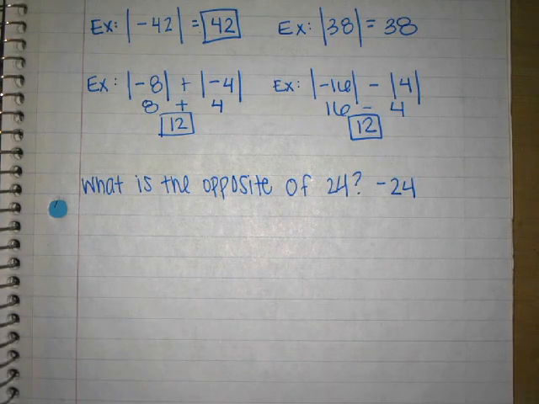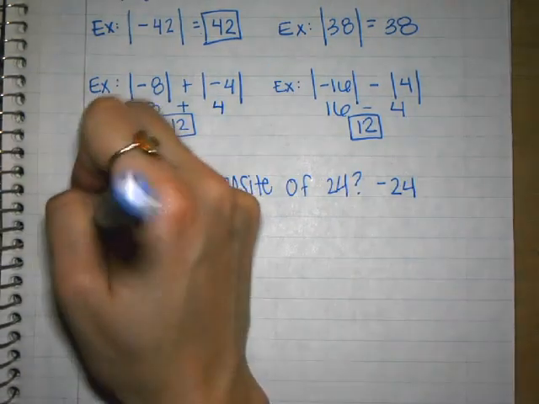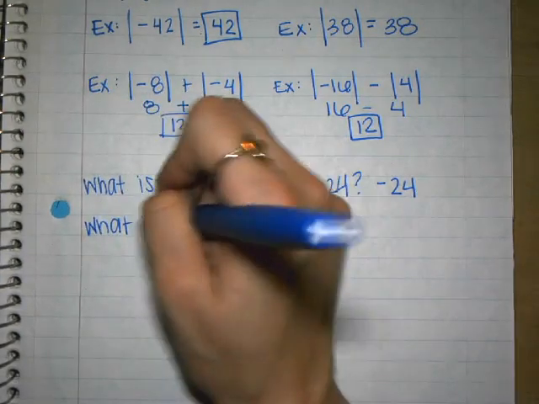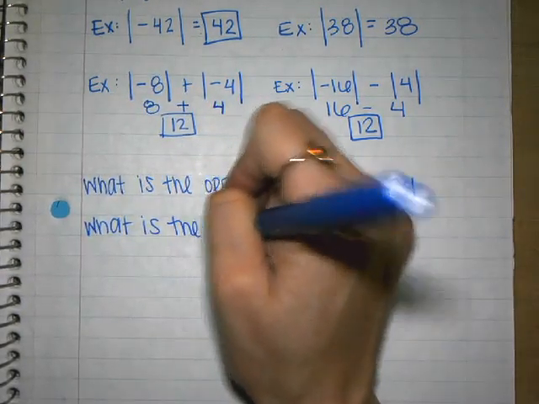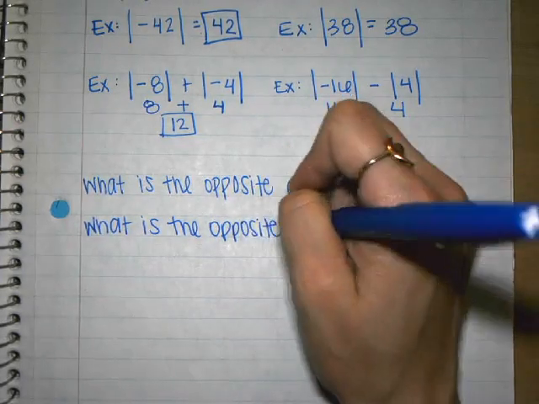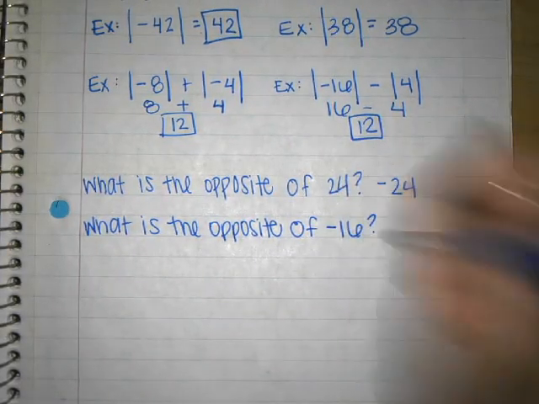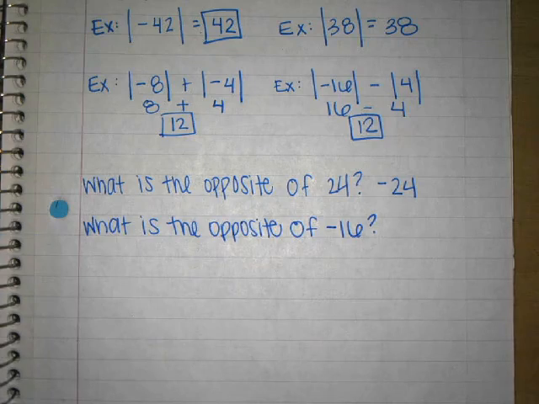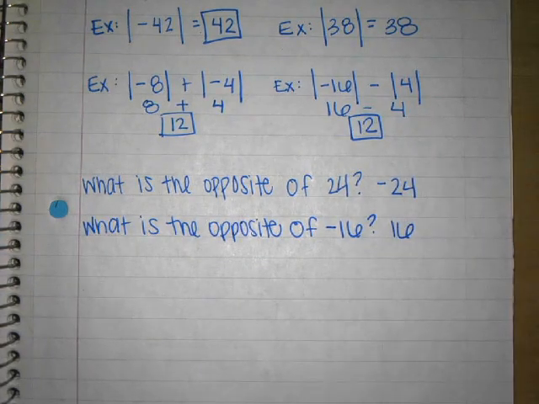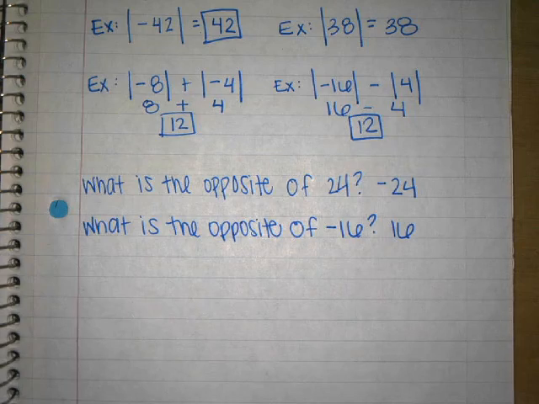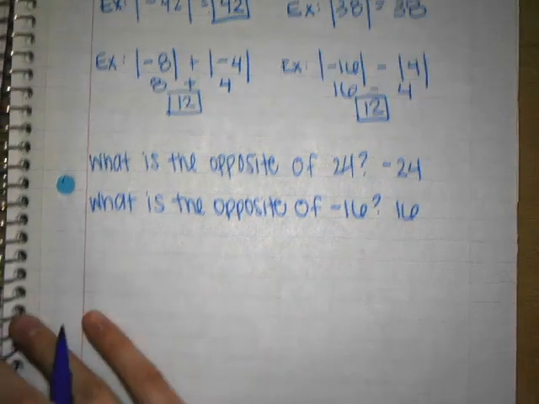Do you see the difference between opposites and absolute value? Yes. Okay, because you have to know both. So what if I asked you what is the opposite of -16? The opposite of a negative is a positive. I should be writing this down. Guys, if I write it, you write it.